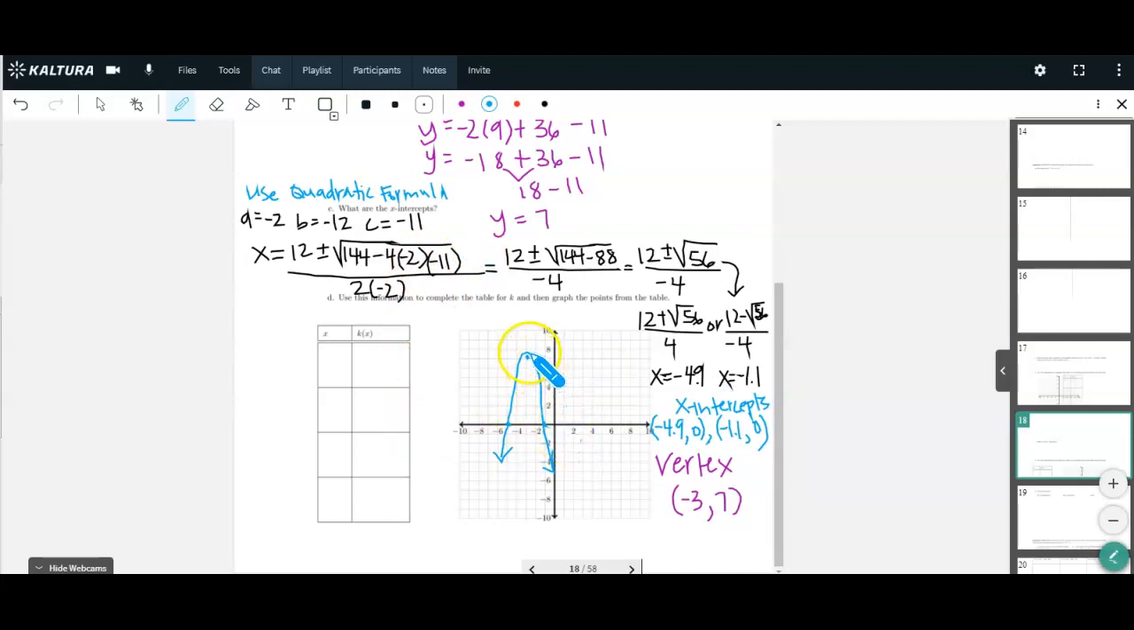And then that's all you need. You got the vertex, you got the x-intercepts. You could find the y-intercept down here, but really that's enough to figure out what that graph is going to look like, right? Just having those 3 different points that we have there.